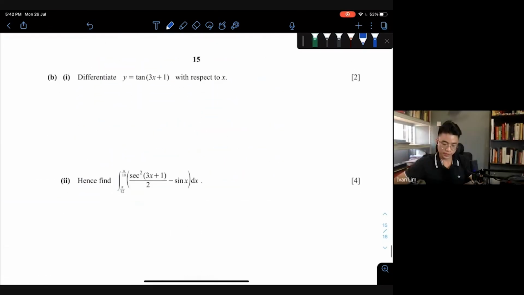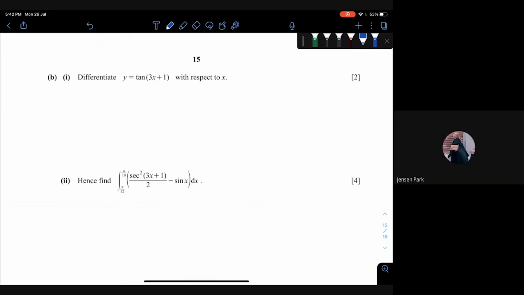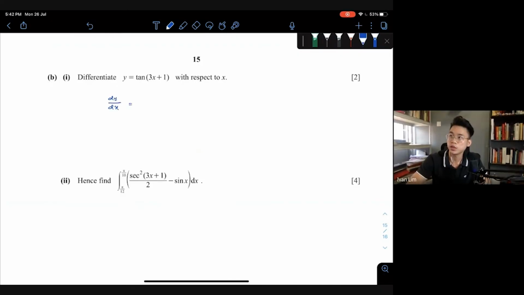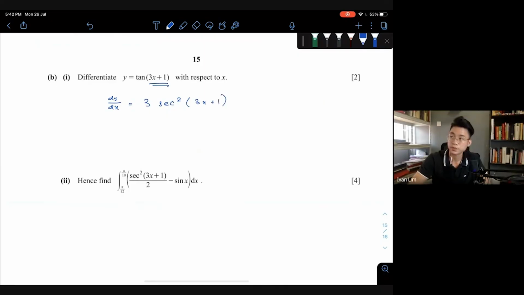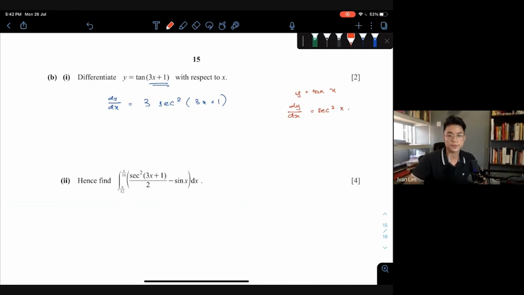Okay, B. Differentiate y equals tangent (3x plus 1) with respect to x. Tangent becomes secant square. Then I need to differentiate inside also, so there are two parts: 3 secant square (3x plus 1). Why is it like that? If y equals tangent x, dy over dx is equal to secant square x.